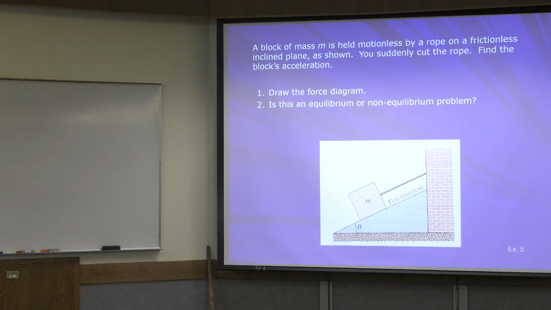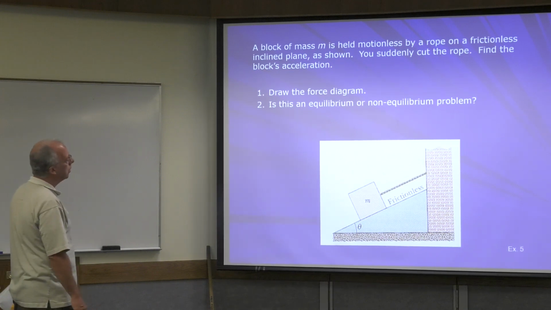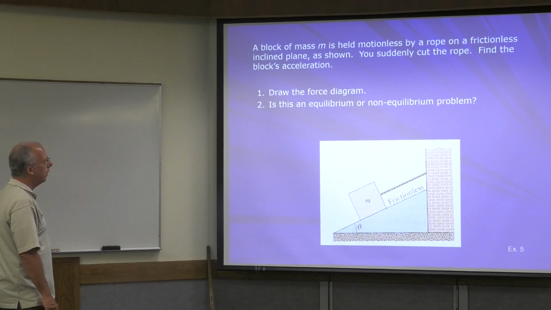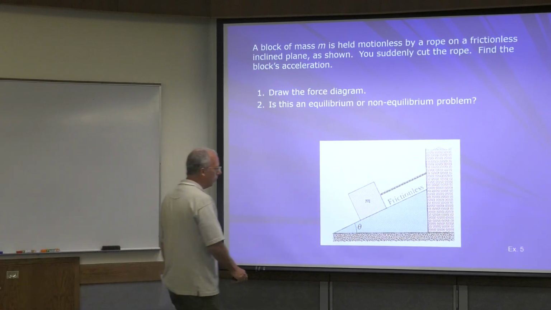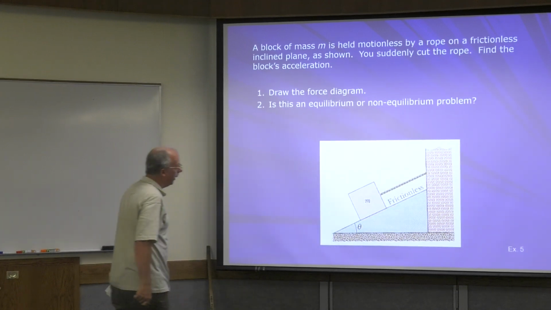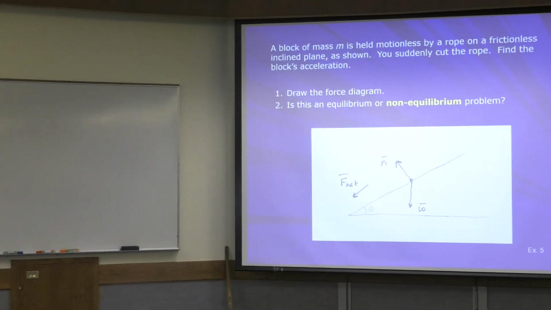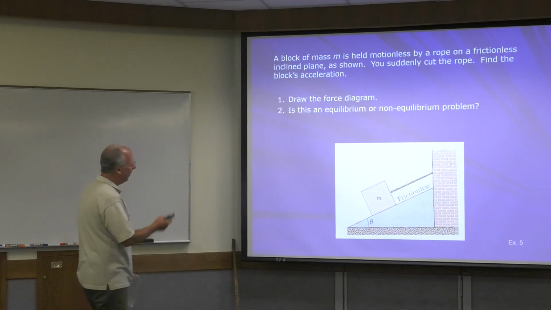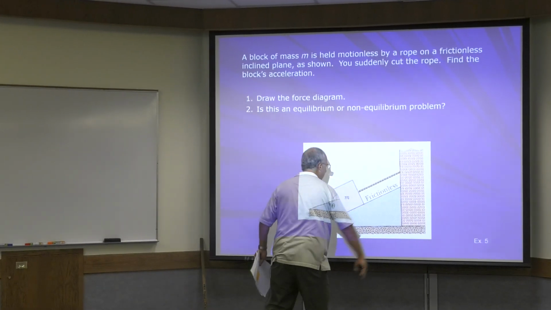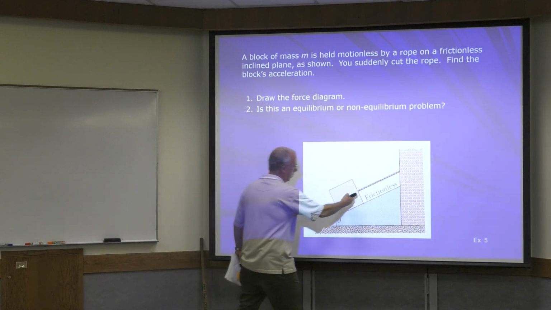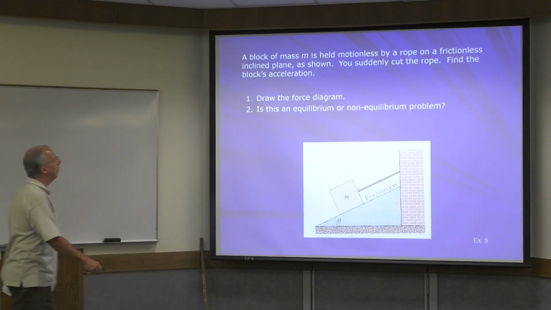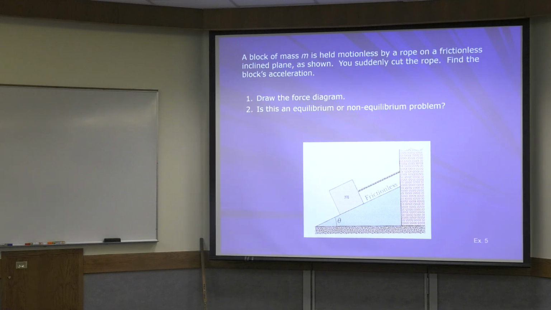Okay, a block of mass M is held motionless by a rope on a frictionless inclined plane. You're going to love that. When you see that word frictionless, you jump for joy. The rope is holding that block in place. Then you cut the rope. Oh, you didn't see that, right? There was another slide. If you cut the rope, there's no longer any tension, right? Find the block's acceleration. So draw the diagram and answer the question. Pause the video and do it.